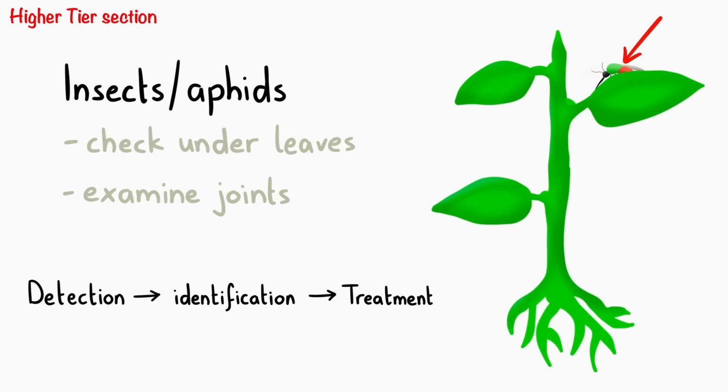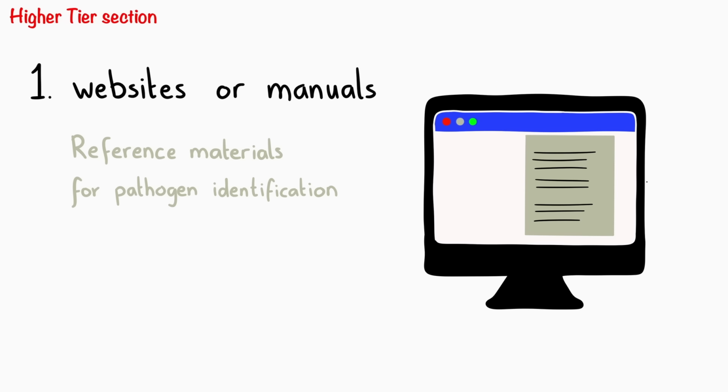Once you've detected signs of disease in a plant, the next step is identifying the specific problem. There are several methods for this. One approach is consulting gardening manuals or reliable gardening websites. These resources often include photographs and descriptions of common plant diseases, which can help match observed symptoms to specific pathogens.